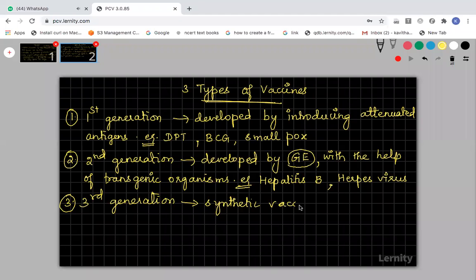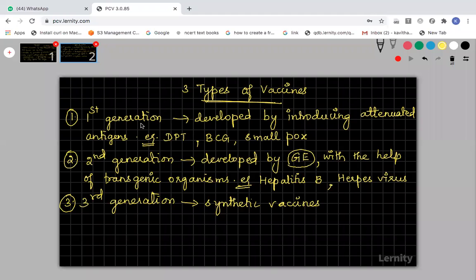Synthetic in the sense, these vaccines are developed in the laboratory by using microorganisms. So what is the advancement in the first generation, second generation and third generation? In the sense, the side effects will be very, very less.